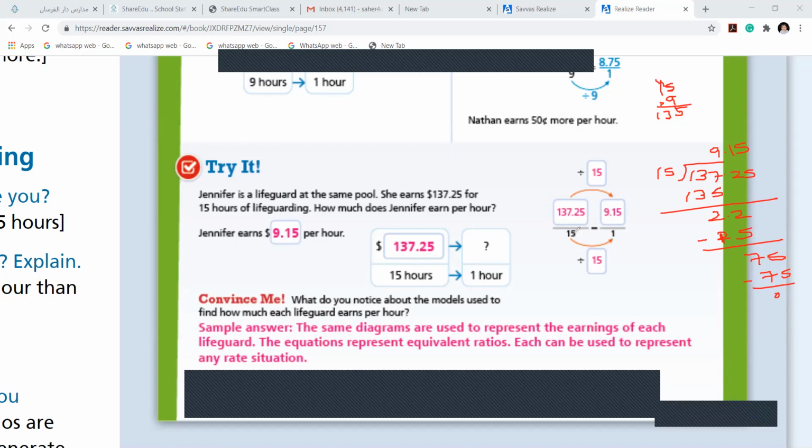See, 15 hours, I got $137.25. 1 hour, how much? So I divided both by 15 and I got 9.15. Is this clear? Yes. That's why you write here: Yes, Jennifer earns 9.15 per hour. Any questions? No.